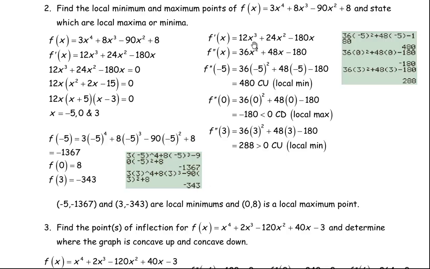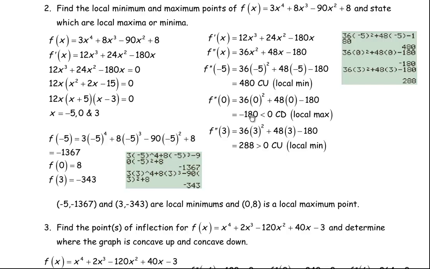And so here's my first derivative. So to find the second derivative, we differentiate the first derivative. So 3 times 12 is 36 and x squared. 2 times 24 is 48. Decrease the exponent by 1 to 1. And the derivative of negative 180x is negative 180.